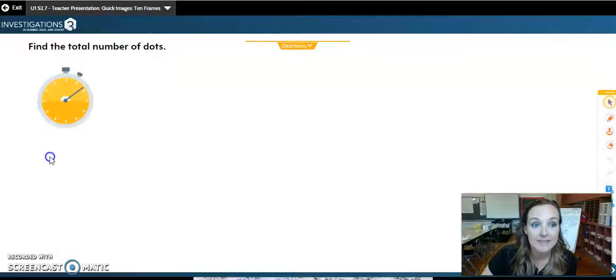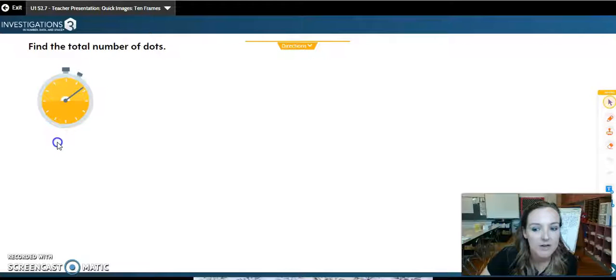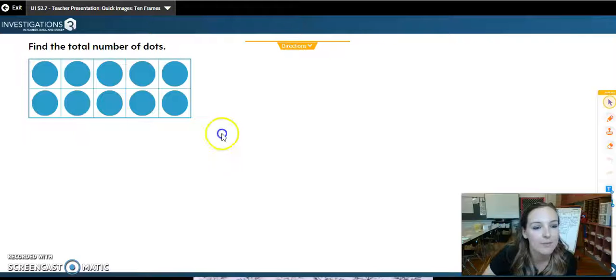Okay, did you get it? All right, if you didn't get it, here it comes one more time. We've got to count fast. All right, so tell me, how many dots are there? Okay, let's look at it again together.